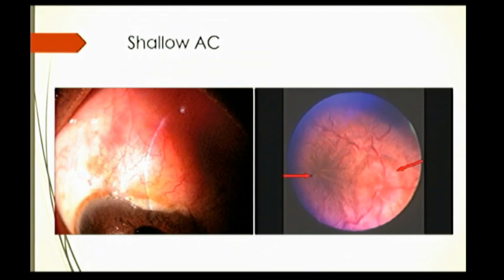If it doesn't, you can do a compression suture over the conjunctiva. Or you can do resuturing of the flap itself, because the flap is really leaky. Go back, open the conjunctiva and resuture the flap.